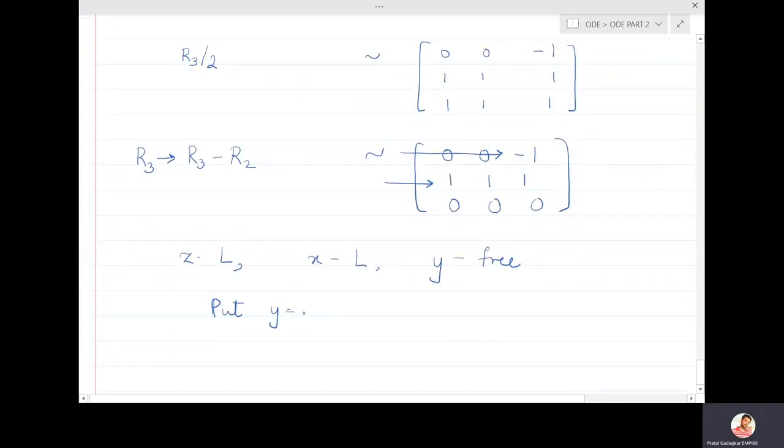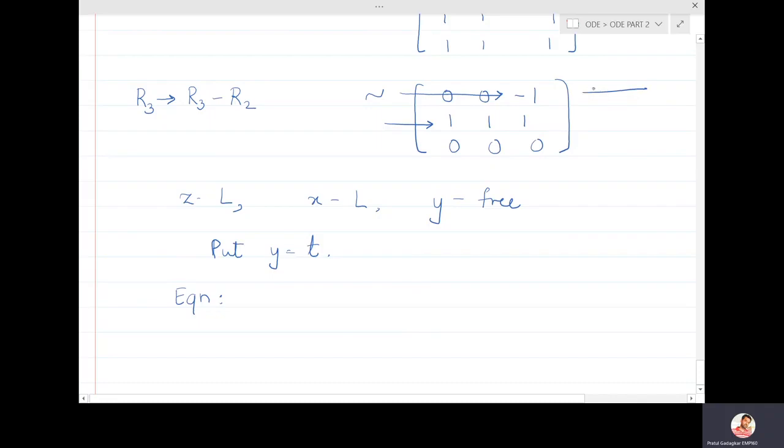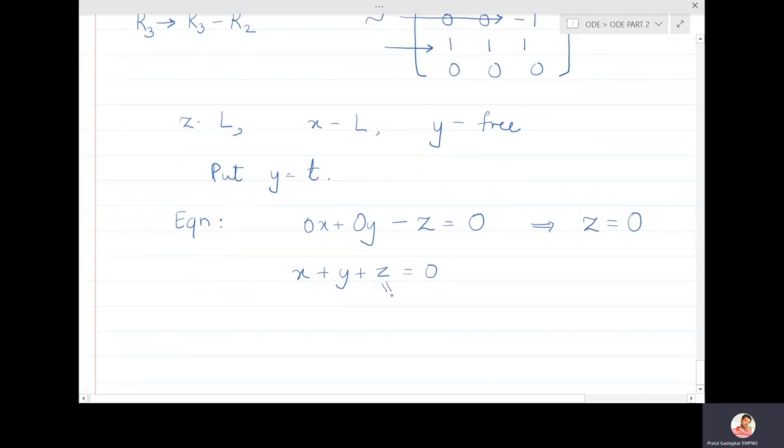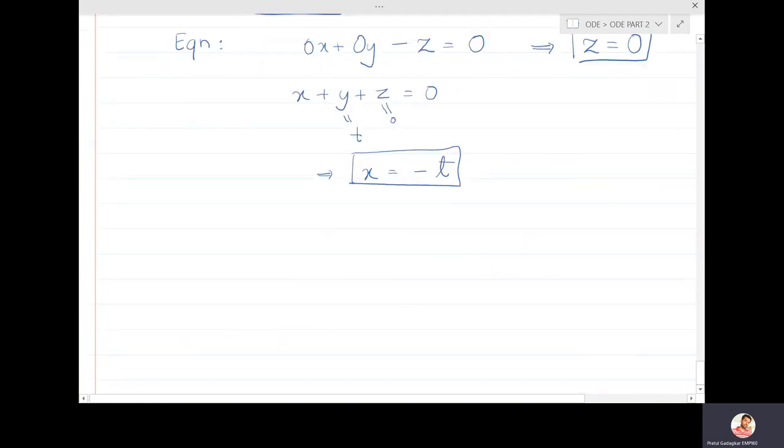The first two equations that I get from the first two rows: the first row is giving me 0x plus 0y minus z equal to 0, which equivalently means that z is 0. And the second equation is x plus y plus z equal to 0, out of which z is 0 and y is t. So this means that x is equal to minus t. So I got the values of x, y, and z. So the vector x, y, z will now become minus t, t and 0, where t is a real number.